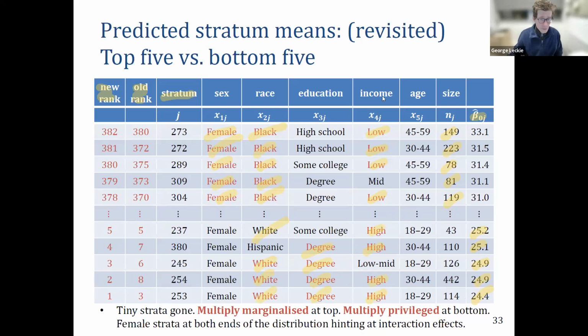One other thing to say here, which is kind of interesting, is that we're seeing the top 5 are all female, okay, and the bottom 5 are all female, okay. So that's kind of interesting here, and that's hinting at an unmodeled interaction, okay, that females appear at both ends of the distribution, because normally you'd expect females to be either more concentrated at the top or more concentrated at the bottom, but if there are interactions with other characteristics, then you might get this appearing at both ends.